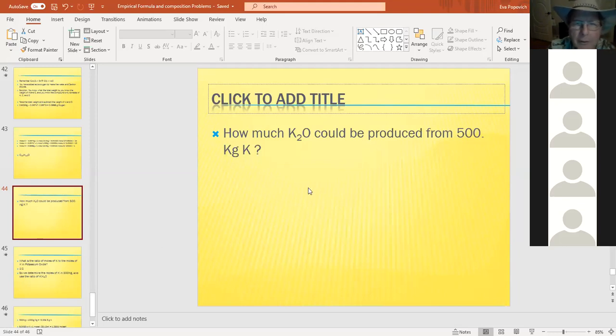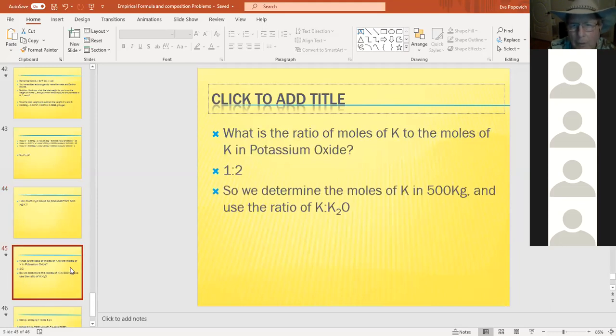How much K2O could be produced from 500 kilograms of potassium? What's the ratio of moles of potassium to potassium oxide? The moles of potassium to K2O is 1:2, right?